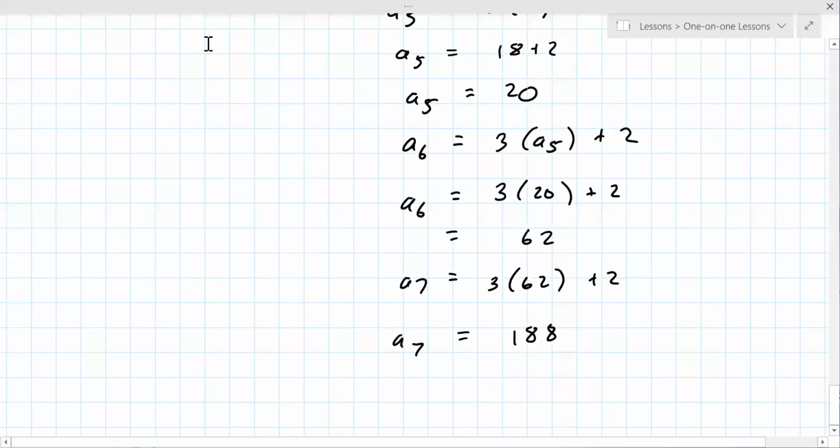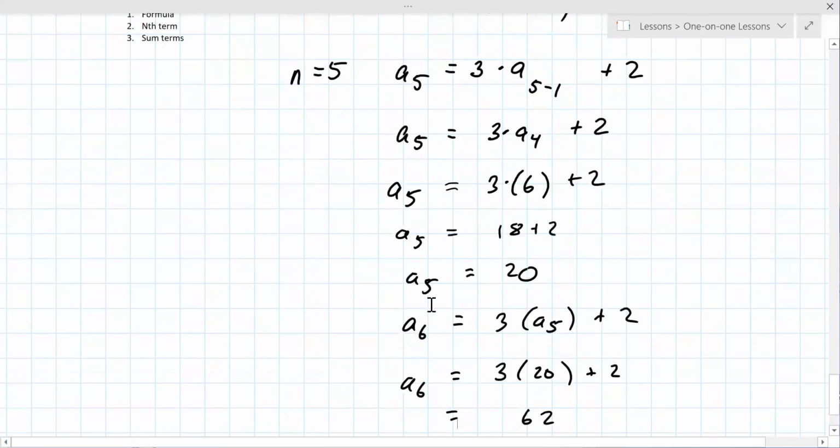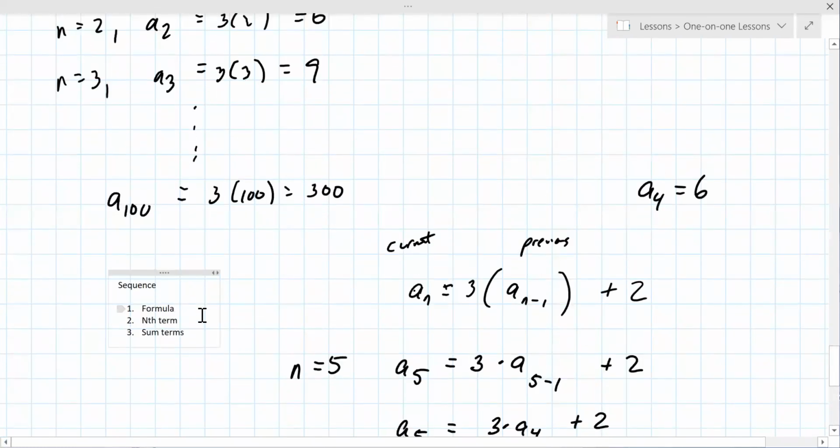So this is like they gave you the formula and we found the nth term in the formula. Right. Okay, that makes sense.